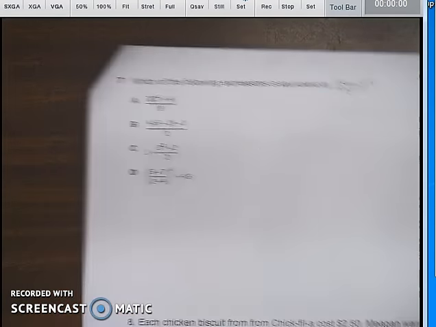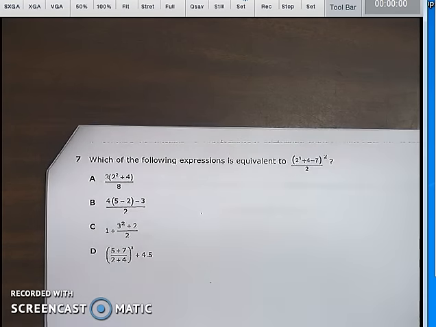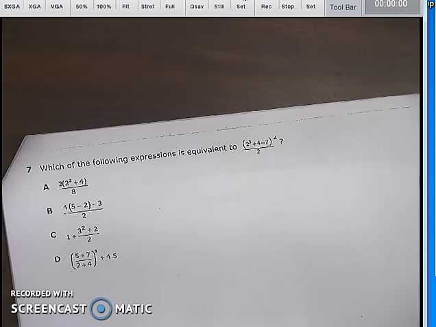Which of the following expressions is equivalent to (2 cubed plus 4 minus 7 squared) all divided by 2? Now this one is pretty hard. It's actually very hard, but this one is just like the one on our test. So I'm going to show you how to work this one, and then you can come to me in a minute, as you're working this, and I'll tell you if you got the right answer.